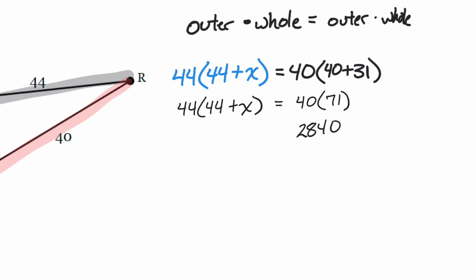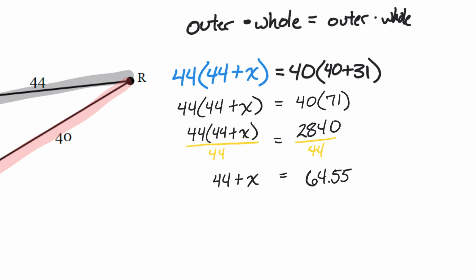So what we have here is 44 times 44 plus x. So instead of distributing in this 44, we have the option of just simply dividing it away from both sides, just like you see us doing here. So 2840 divided by 44 is 64.545, so that would round up to 64.5, equals, now our parentheses is gone, 44 plus x.